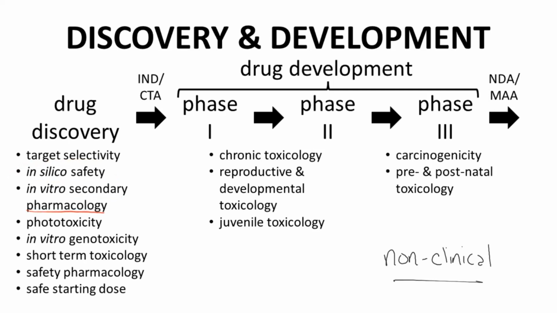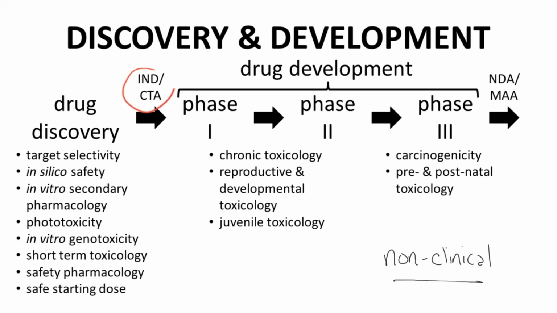Secondary pharmacology refers to off-target compound activity on targets that are frequently associated with adverse effects. Phototoxicity, which is an increase in light sensitivity, and genotoxicity, which involves DNA damage, can both be monitored through preliminary in vitro assays. Short-term toxicology and safety pharmacology require in vivo studies in preclinical species. The data from all these studies help determine the safe starting dose for human trials.